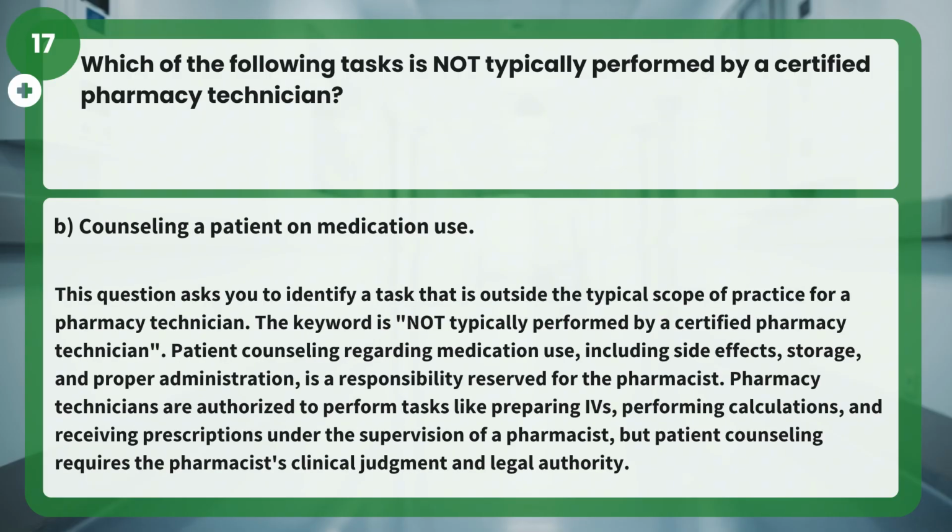Answer: B. Counseling a patient on medication use. This question asks you to identify a task that is outside the typical scope of practice for a pharmacy technician. The keyword is not typically performed by a certified pharmacy technician. Patient counseling regarding medication use, including side effects, storage, and proper administration, is a responsibility reserved for the pharmacist. Pharmacy technicians are authorized to perform tasks like preparing IVs, performing calculations, and receiving prescriptions under the supervision of a pharmacist, but patient counseling requires the pharmacist's clinical judgment and legal authority.